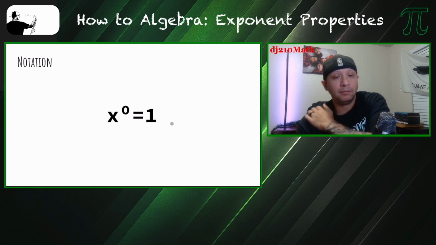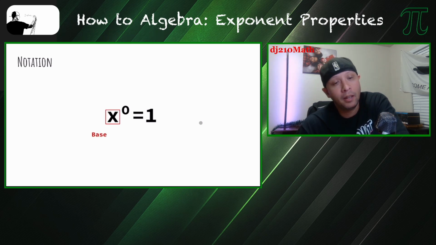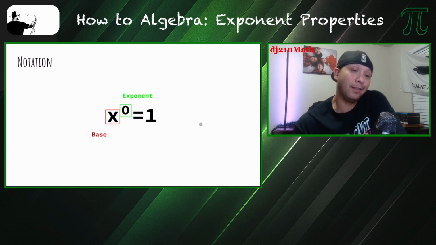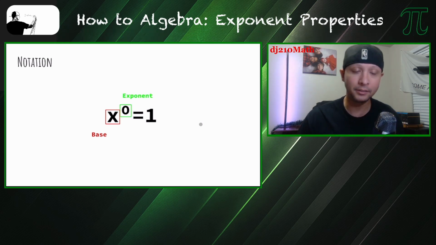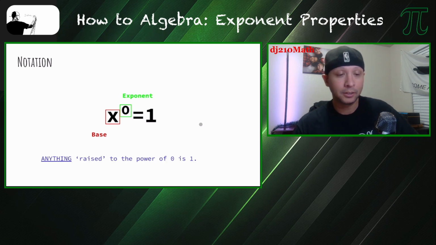The notation that you're going to see, there's a base, the exponent, and very basic is that anything that's raised to the power of 0 is 1. So this is a very important rule. It definitely comes in handy.